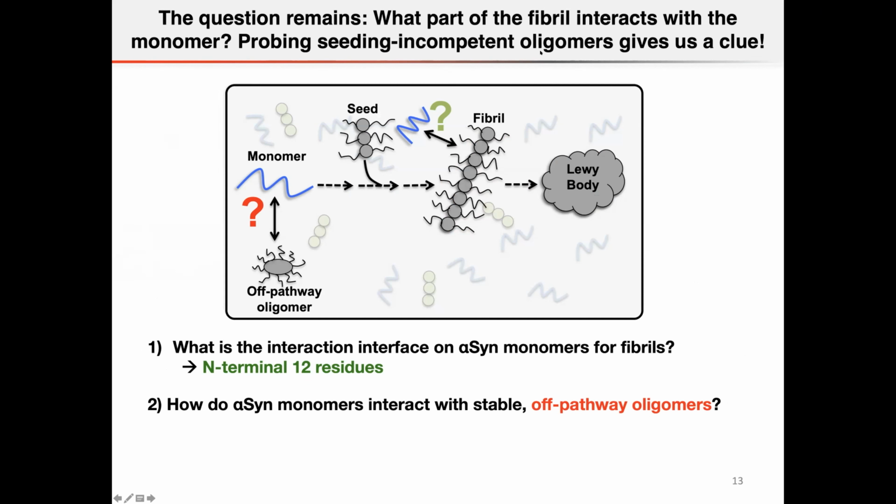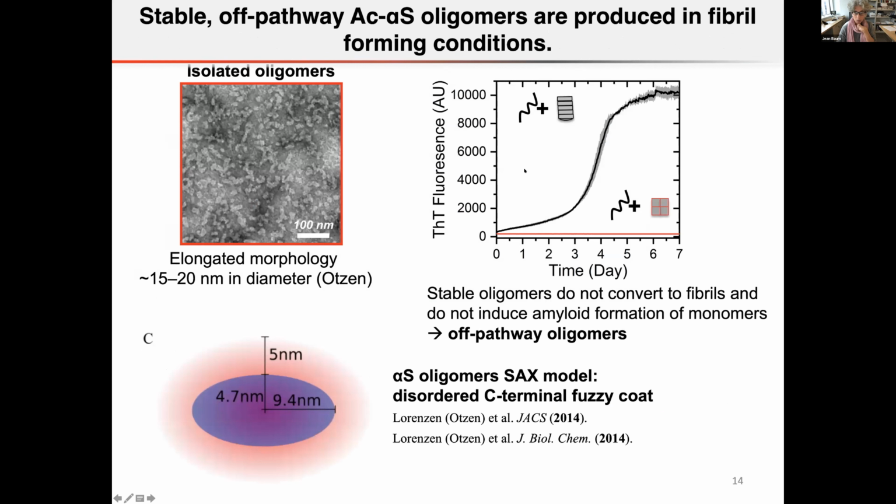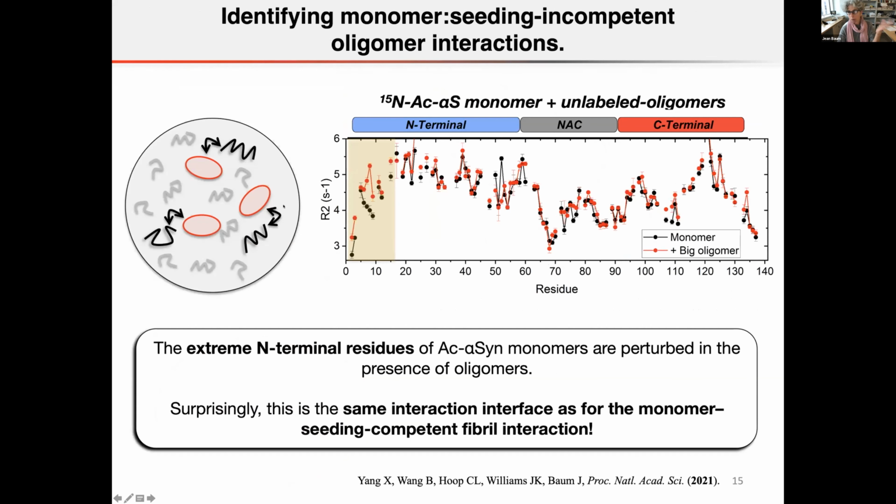But the question remains, what part of the fibril interacts with the monomer? And so in order to answer that question, we actually looked at the interaction of monomer with fibrils and monomer with off-pathway oligomers. And what we found was that when we made oligomers, we could make them off pathway. They were not good seeders, but Daniel Oateson had also looked at these oligomers and had determined using SAXS that the oligomers have a disordered C-fuzzy terminal coat. And so when we did the same NMR experiments in equilibrium where we looked for interactions of the monomer with the oligomer, we found again that the first 12 residues of the monomer interact with the oligomer.